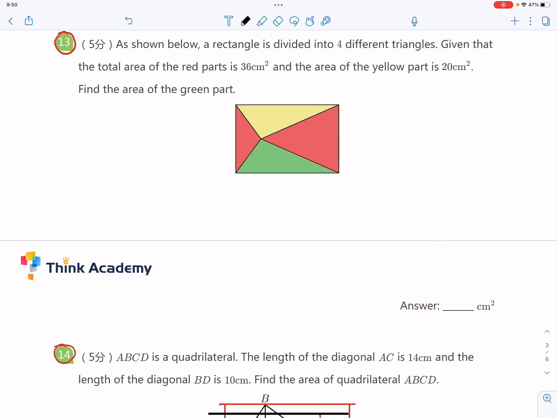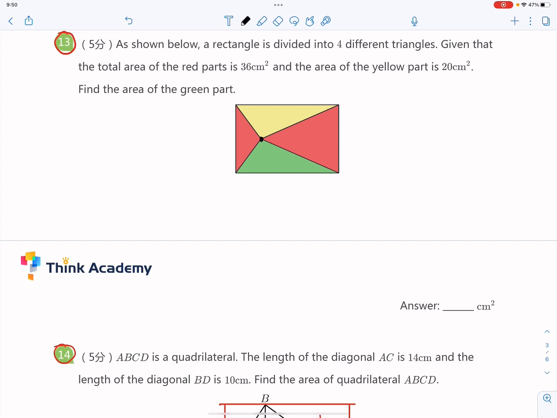Question number 13, the midterm exam, mastery. As shown below, a rectangle is divided into 4 different triangles, given that the total area of the red part is 36, and the area of the yellow part is 20 square centimeters. Find the area of the green part.